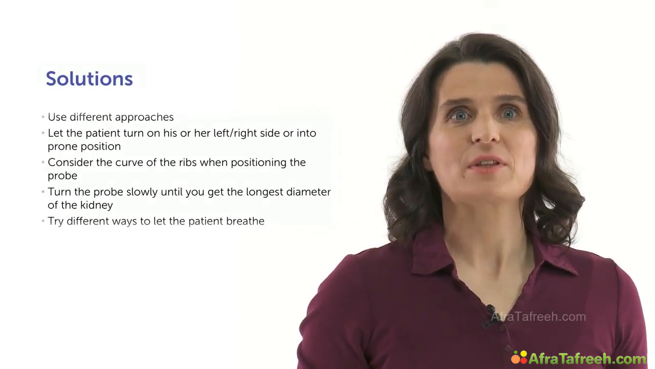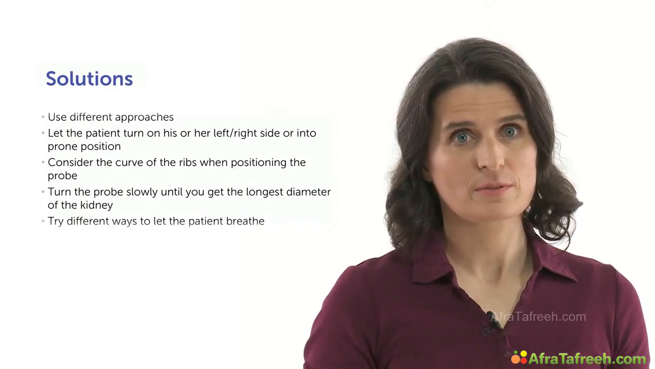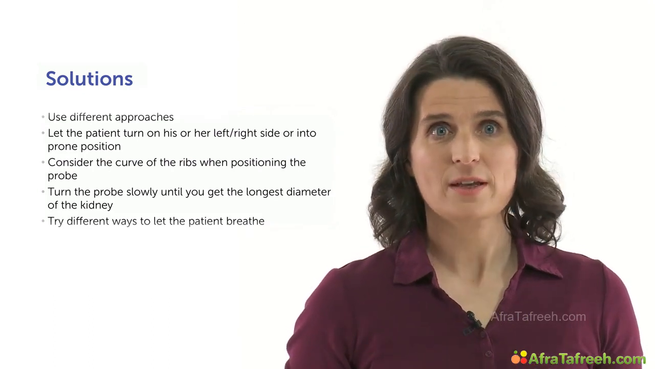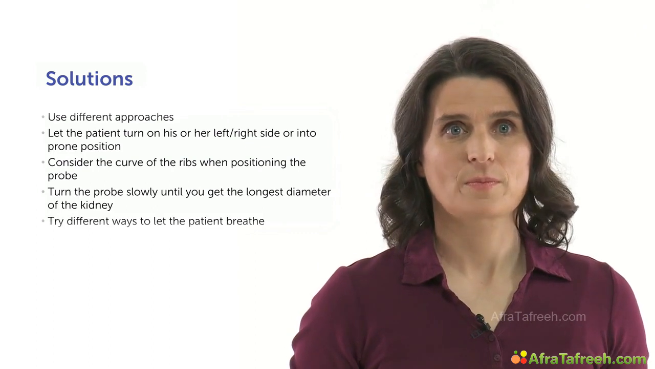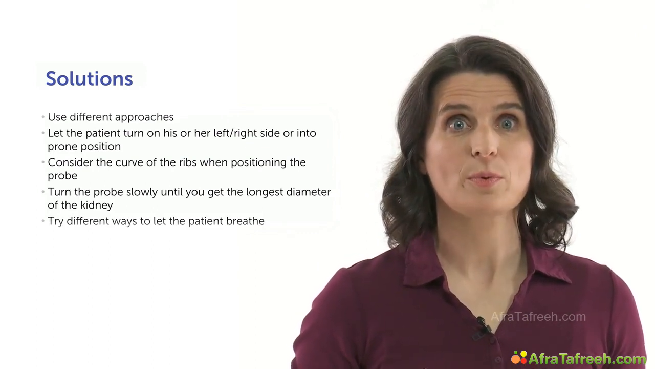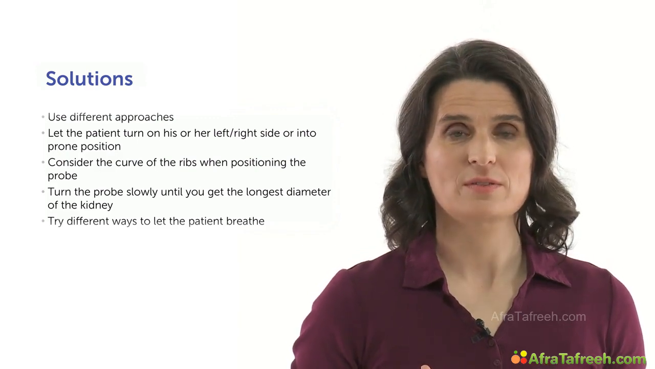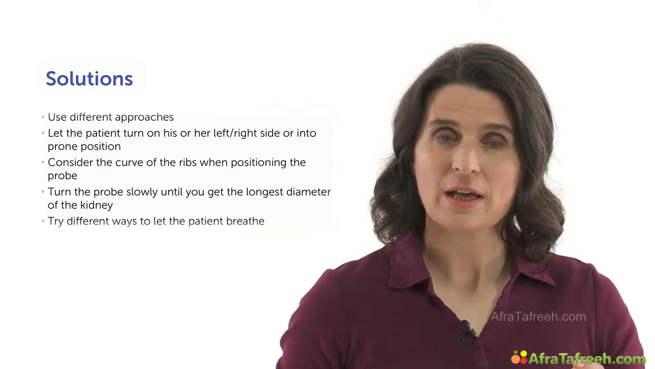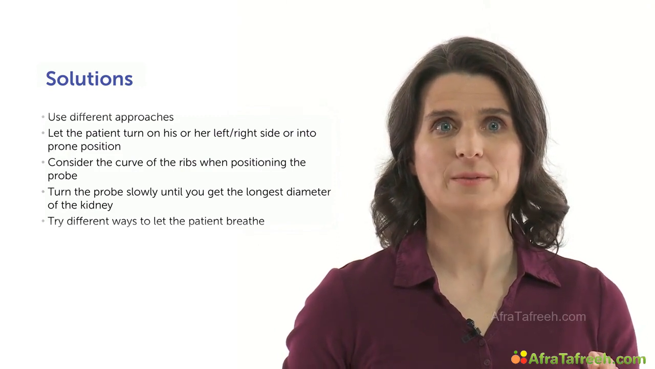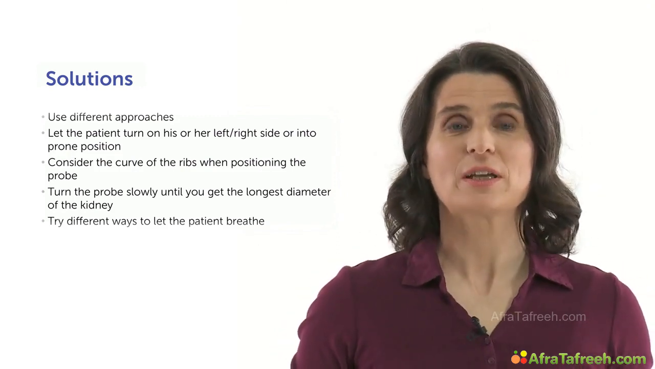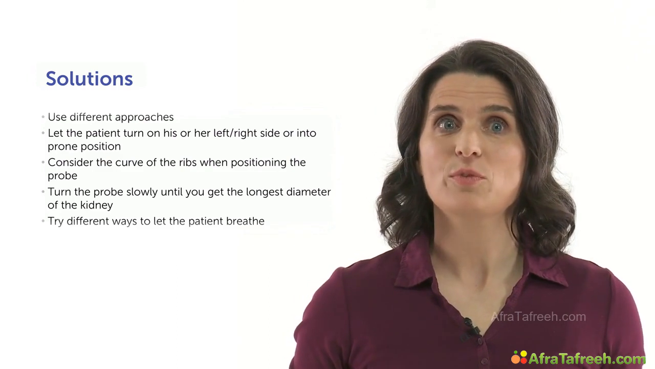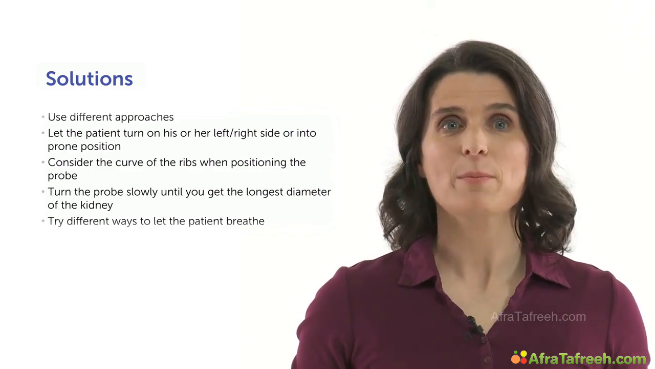We need solutions. Our tips when scanning the kidney gets a little bit difficult are: use different approaches, try different intercostal spaces, let the patient turn to his or her right side and even into prone position. Consider the curve of the ribs when positioning the probe and try to get into the intercostal space. And when you've already found a part of the kidney, move and turn your probe slowly until you get the longest diameter in longitudinal plane. And you can also let the patients help you if they can, not only with turning to the sides, but also with their breathing. Since the kidneys move with the breathing of the patients, we can eventually overcome a blocking rib shadow.